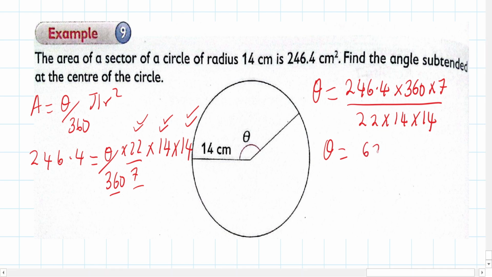Obviously at the top you're going to get 620,928 divided by 22 times 14 times 14, which is 4,312. Your theta is going to be 144 degrees. That is your answer.